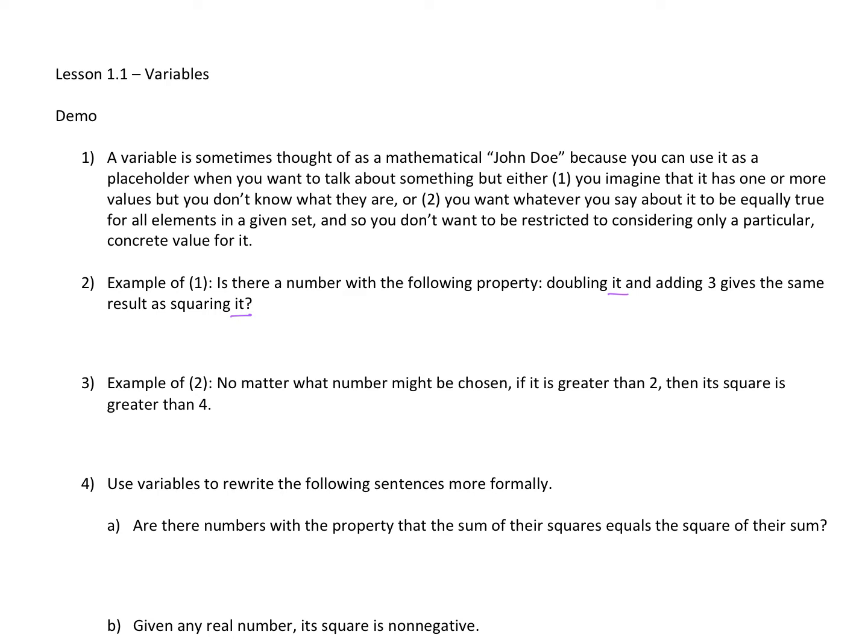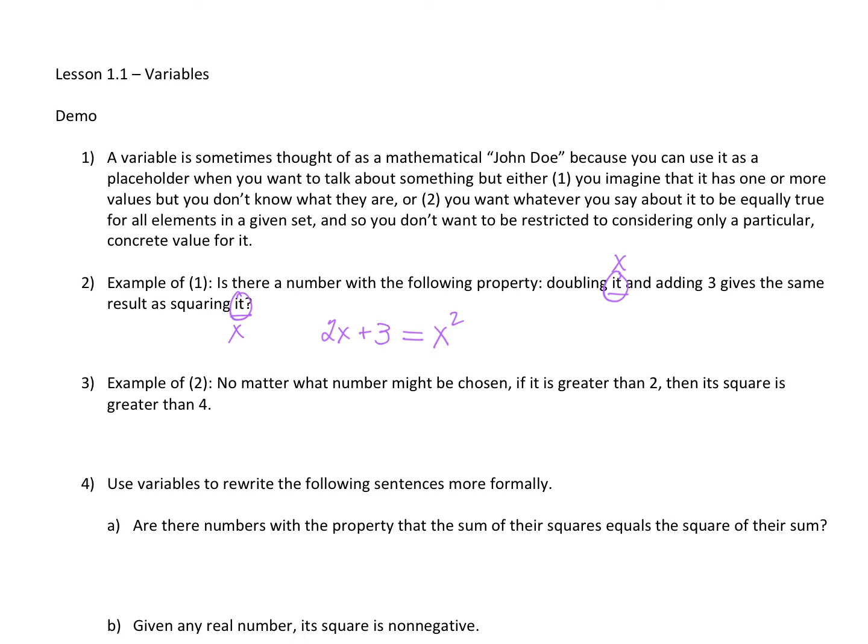Okay, so we're going to call this thing x. Instead of it, we're going to say x. So is there a number x that has the following property, where doubling x and then adding 3 is the same thing as squaring x? Okay, so that is a way of writing that property without using a pronoun. So instead of using it, we're using x.